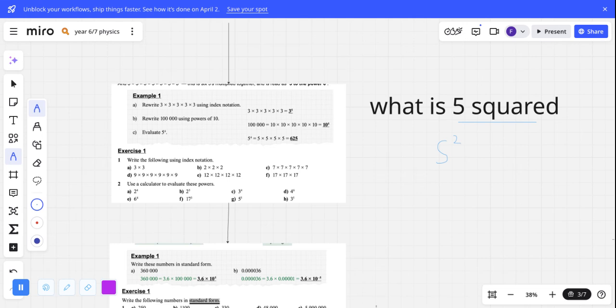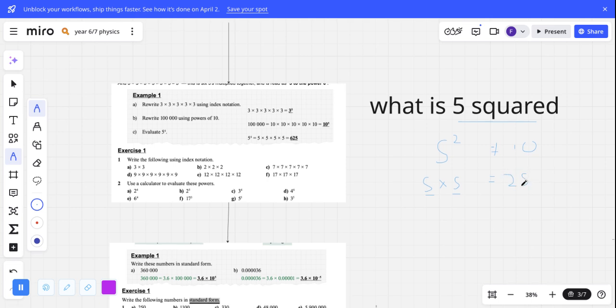There is a reason why we call it 5 squared, but we're not going to have a look at that. We're going to have a look at what this means, right? So 5 squared doesn't mean 5 times 2, it is not 10, right? What it means is 5 times 5. So I've got 2 number 5s, so my answer is 25, okay?